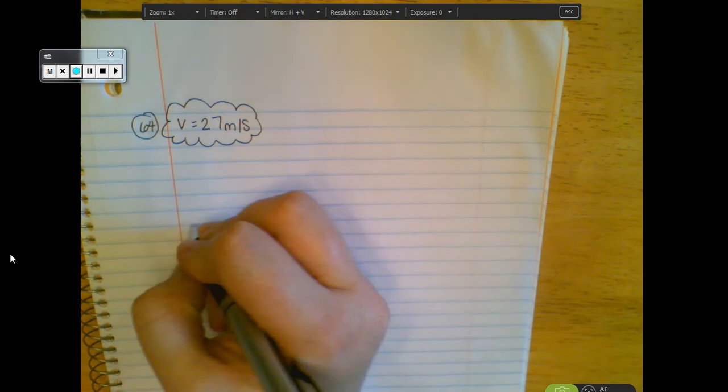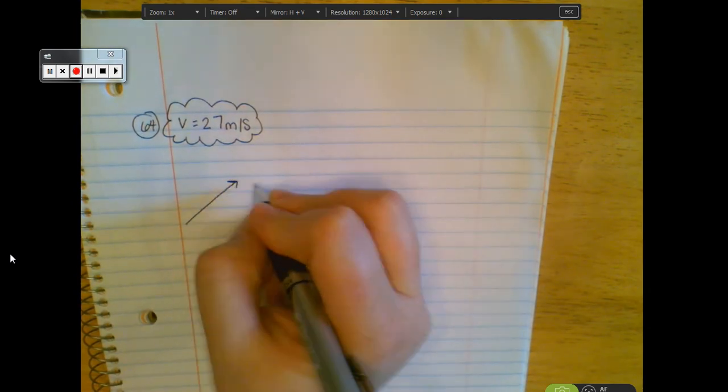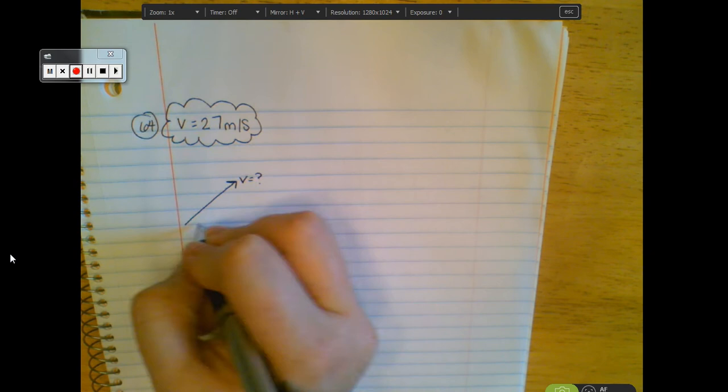So it says the longest recorded pass in an NFL game traveled 83 yards in the air from the quarterback to the receiver. Assuming that the pass was thrown at an optimal 45-degree angle, what was the speed at which the ball left the quarterback's hand? Okay, so we're looking for this velocity.